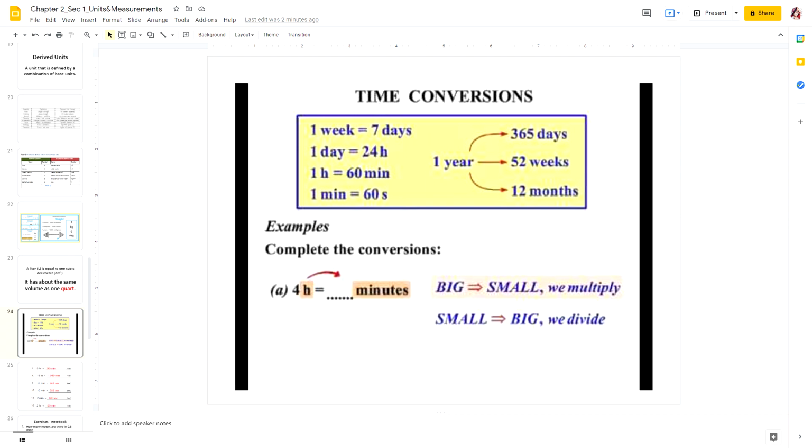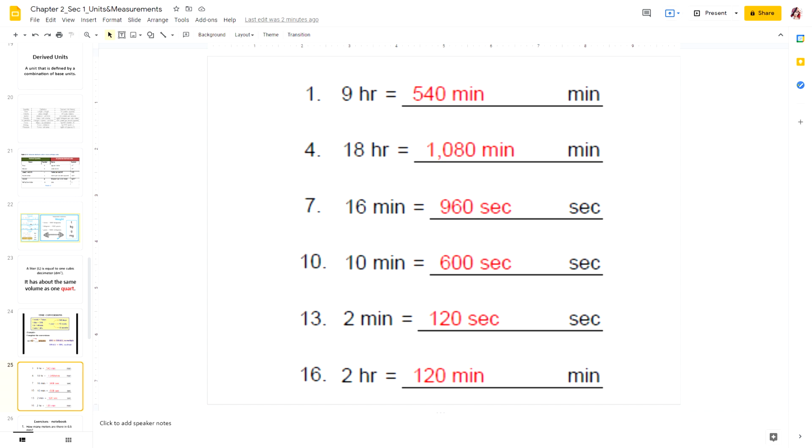You can see, for example, when you're converting something big to a small one, big to small, we have to multiply. And if it is from the small, for example, minutes to hours, then it will be divide. So these are some of the converted units. 9 hours would be 540 minutes. 18 hours would be 1080 minutes. 16 minutes, 960 seconds. 10 minutes, 600 seconds. 2 minutes, 120 seconds. And 2 hours is 120 minutes.